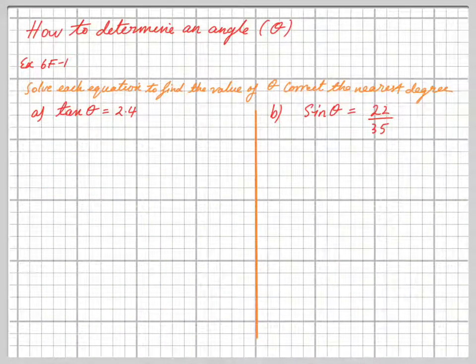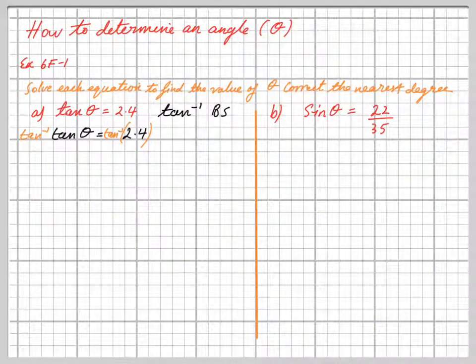Now we want to try and find theta on its own. To do that, for part A, which is tan theta is equal to 2.4, the first step is that we need to do tan inverse on both sides. Let's rewrite the question. So we have tan theta is equal to 2.4. Now we're going to inverse tan on both sides. So I'm going to write tan inverse here and tan inverse here.